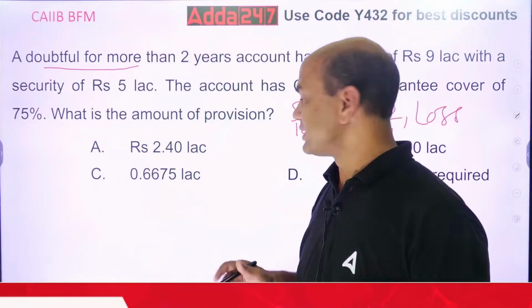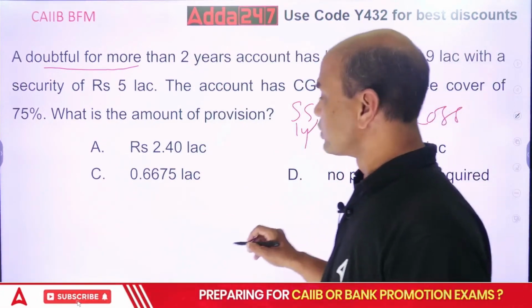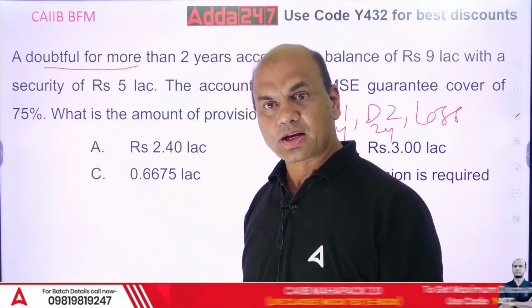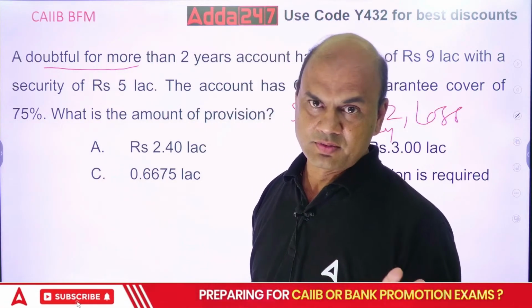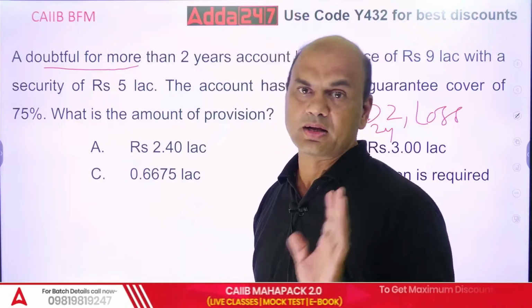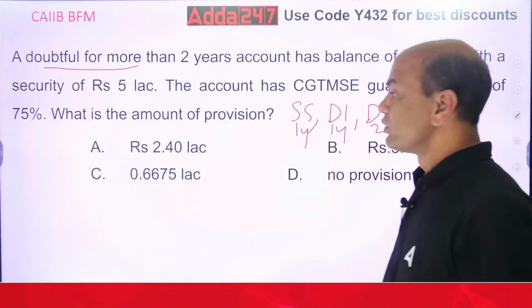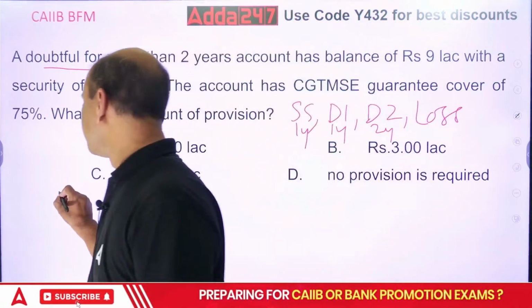So where will it be? See, total doubtful is for what? 1 year and 2 years, 3 years. So total doubtful is for 3 years. So it's told it's in doubtful category for more than 2 years. So it will be what? Doubtful 1 is gone. So it will be in doubtful 2 category. So now I am in doubtful 2 category. What is the provisioning for doubtful 2? D2. What is the provisioning for D2?